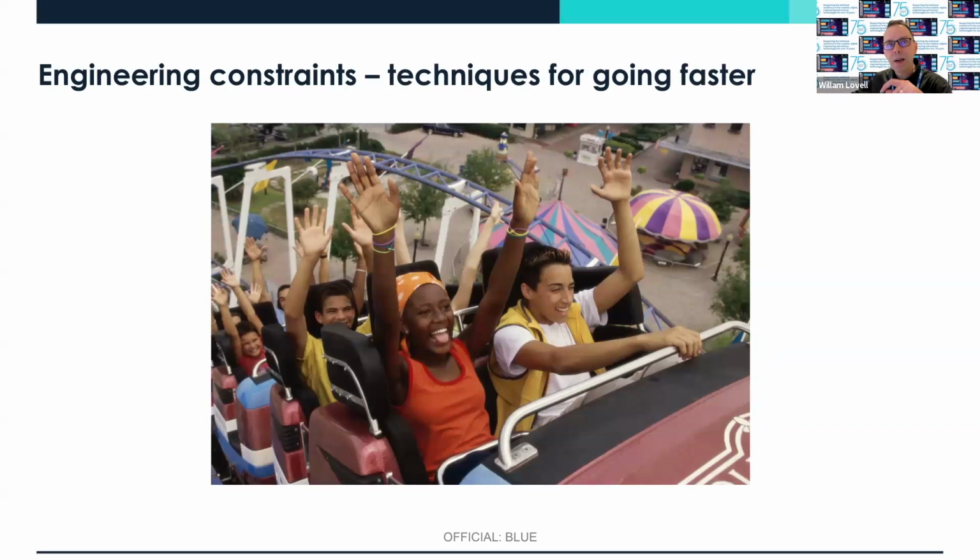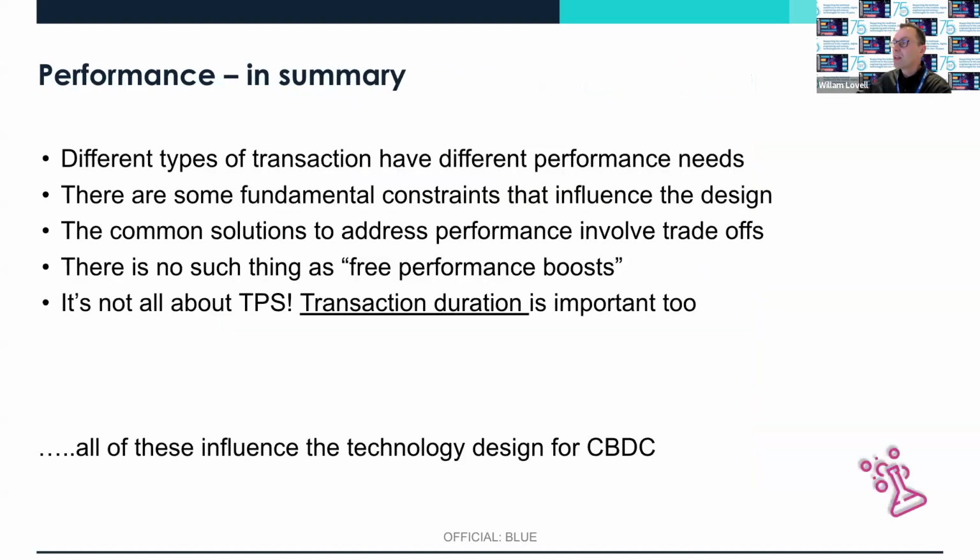But the important thing to know is there are frequently trade-offs to getting things to go faster, either by batching lots of transactions up and doing them as a single entity, which might work for your use case or it might not. Or sometimes actually doing some of the processing offline, which again might work or might not. But really, in summary, what I think the takeaways are is there are different types of transactions and they have different needs. And there are some fundamental constraints that are going to influence our design. There are common solutions to addressing these problems, but they involve trade-offs. There's really no such thing as free performance, and it's not all about transactions per second.